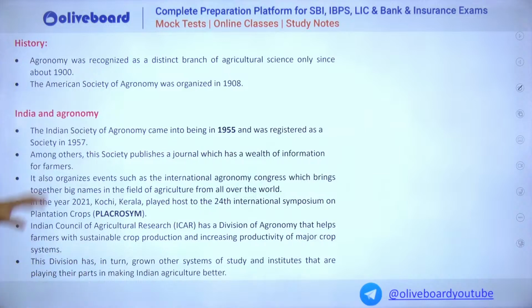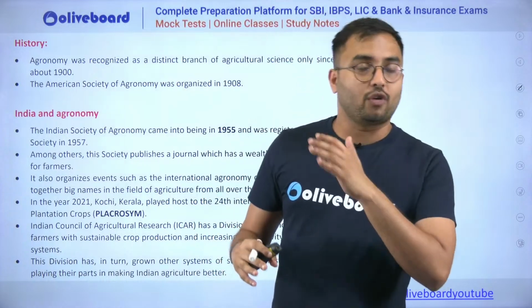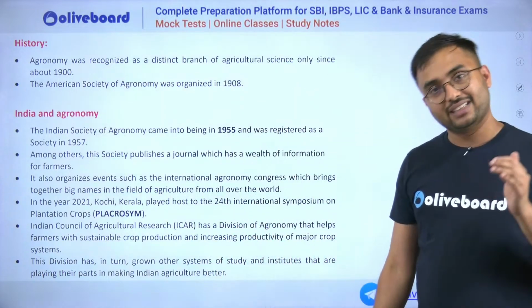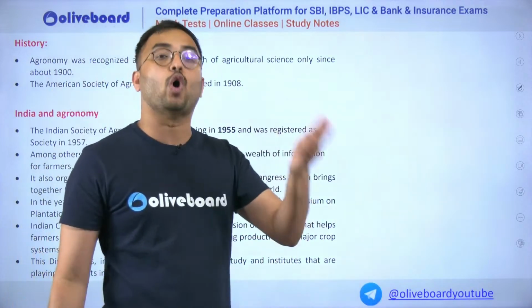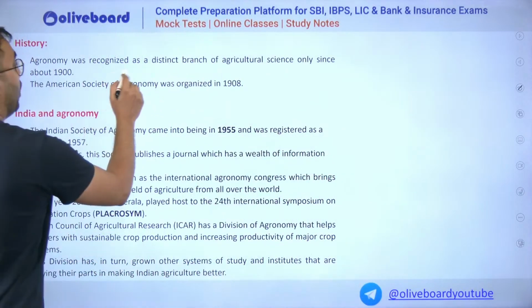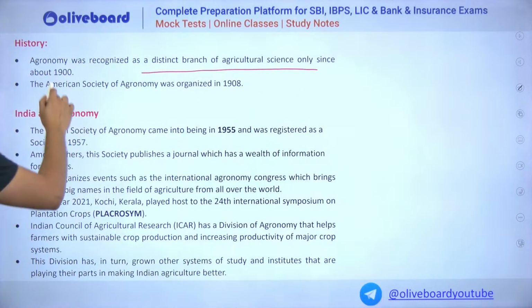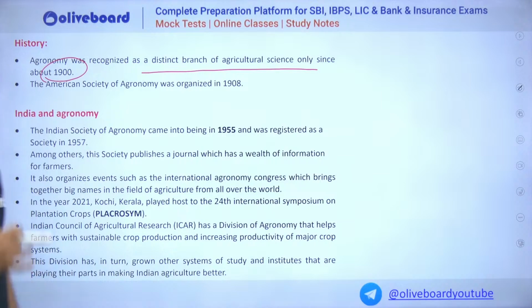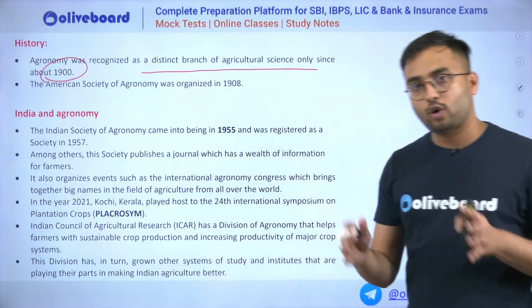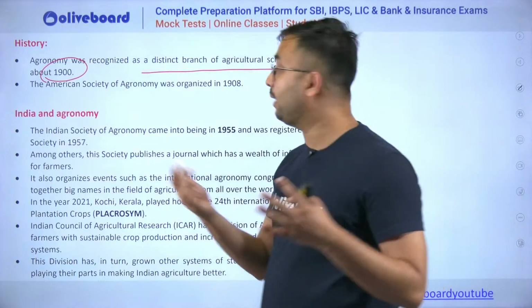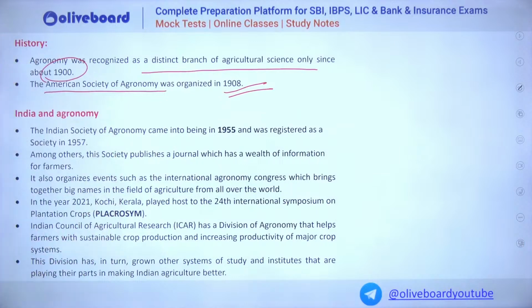I hope you understand. Now comes the history. See, agronomy is a sub-branch of agricultural science. Okay, it is a sub-branch. So that is why agronomy has also evolved. The distinct branch of agricultural science only evolved after 1900. First time agronomy as a subject, or maybe as an institution or organization, came into being in 1908. That is the American Society of Agronomy.